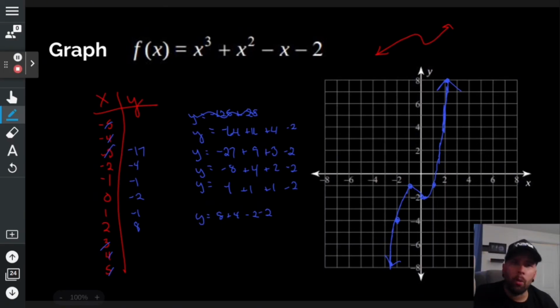There are going to be 3 more sections that we're going to look at before we finish getting ready for AP Precalculus.